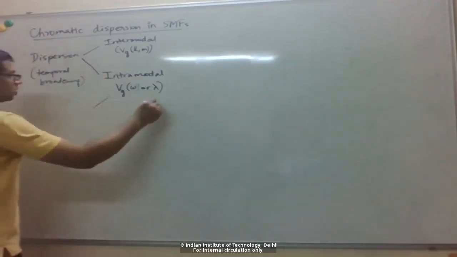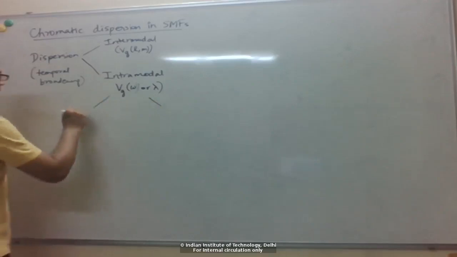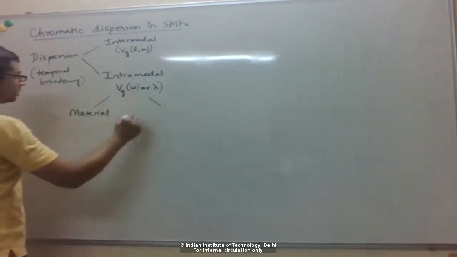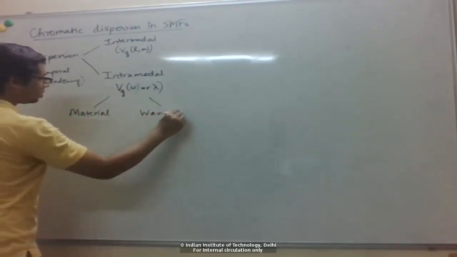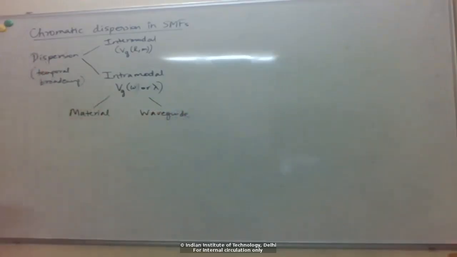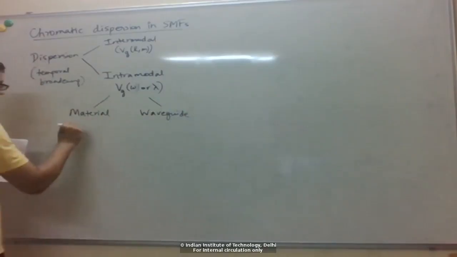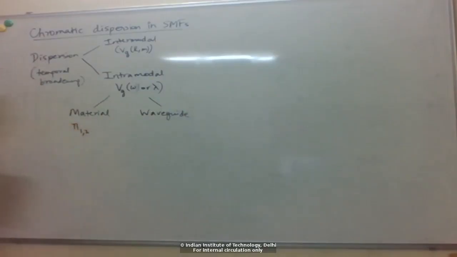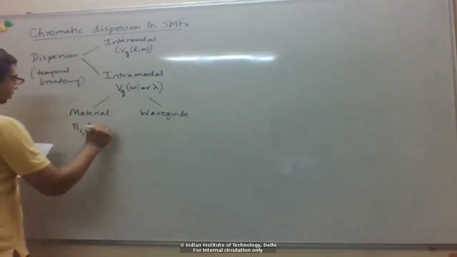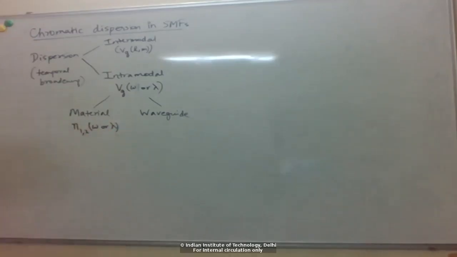Now this is further categorized into two: material dispersion and waveguide dispersion. Okay, so material dispersion is basically the refractive index. So in a fiber, we have, let's say, the core and cladding refractive indices. These would actually be a function of frequency or wavelength. Right? So given any material, the refractive index is not a constant, and if you change the wavelength, the refractive index changes. So that's true for any material and also true for glass, of which fibers are made.